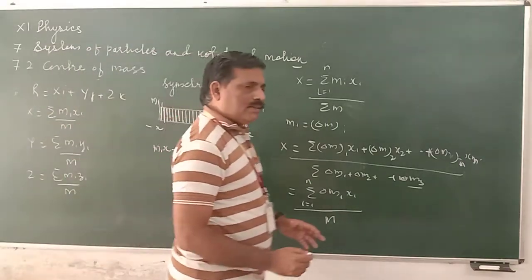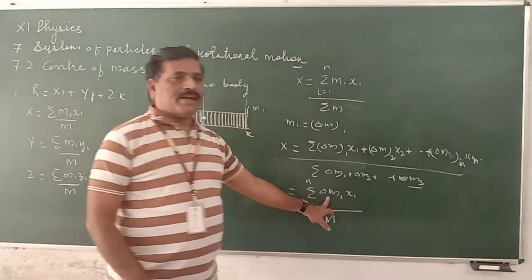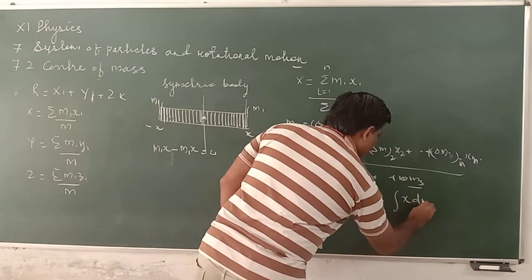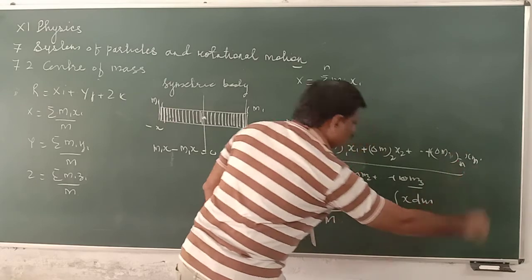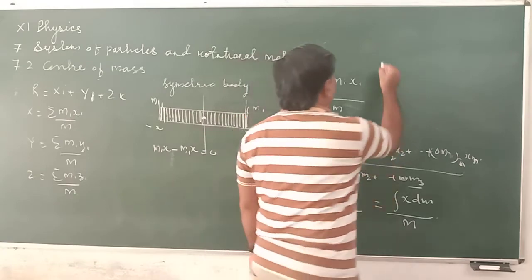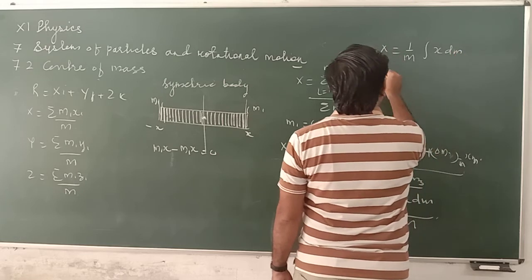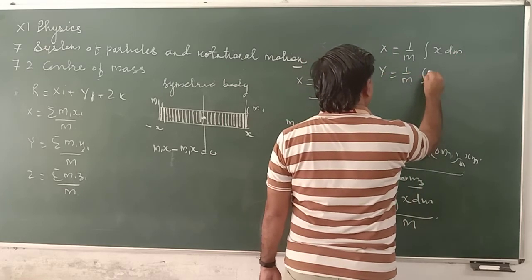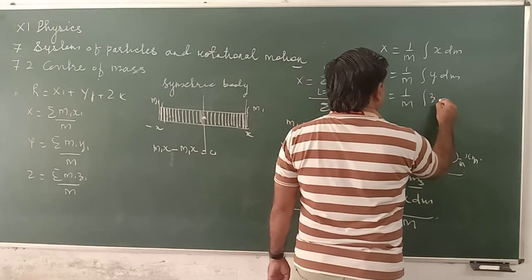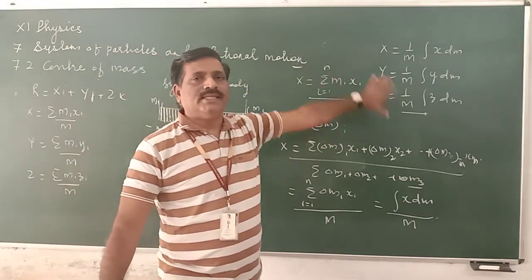Now here, when these are very close, it is a continuous distribution, then we replace this by integration dm. So it becomes x equal to integration x dm divided by m. This summation sign is replaced by integration sign. So x is equal to 1 by m integration x dm, y is equal to 1 by m integration y dm, z is equal to 1 by m integration z dm. Let's see how to use this. In the later part of this chapter, we will see how to use it.